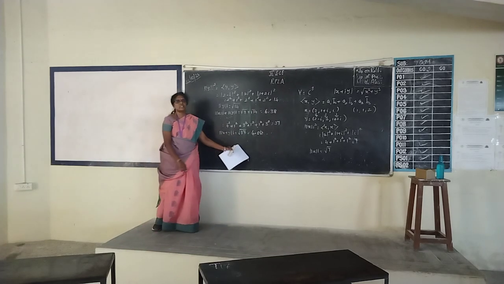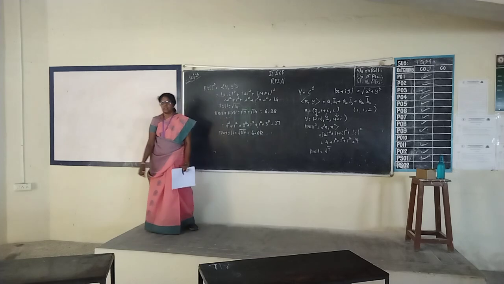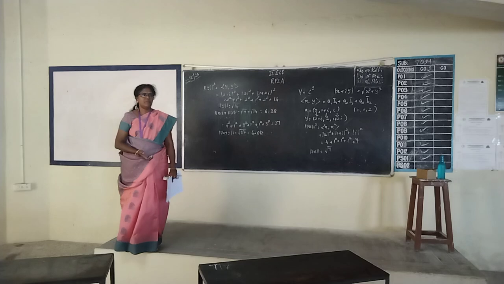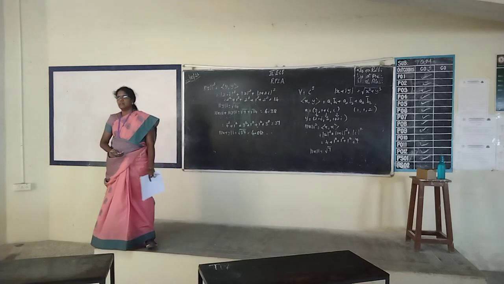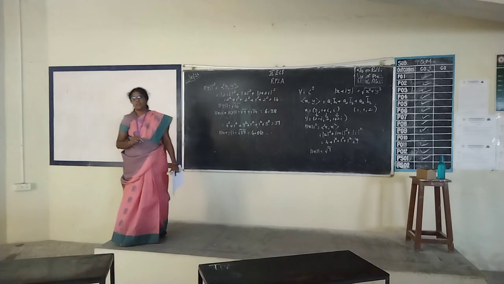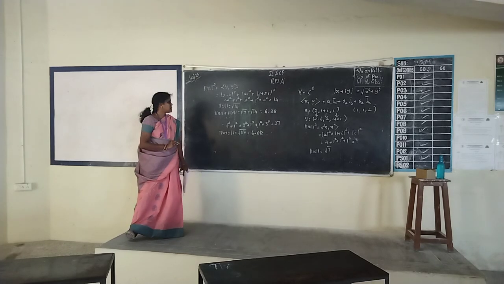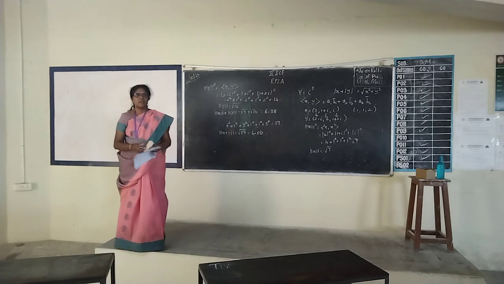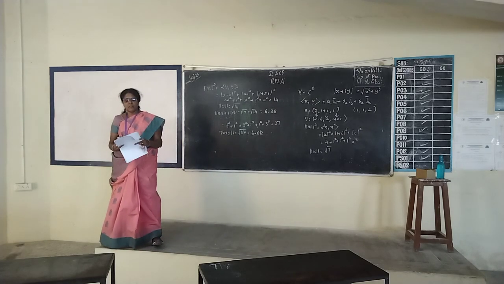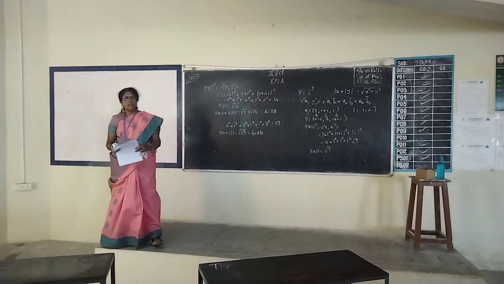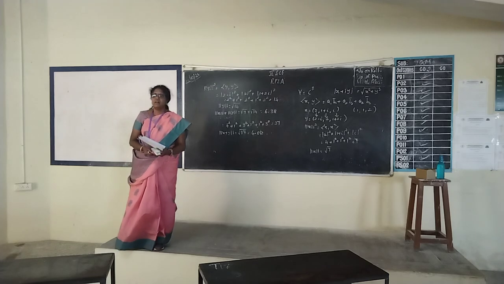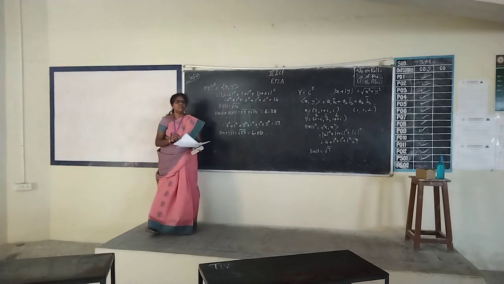Norm of x plus y is less than or equal to norm x plus norm y. So the triangle inequality is verified. So what is the next one you have verified now?